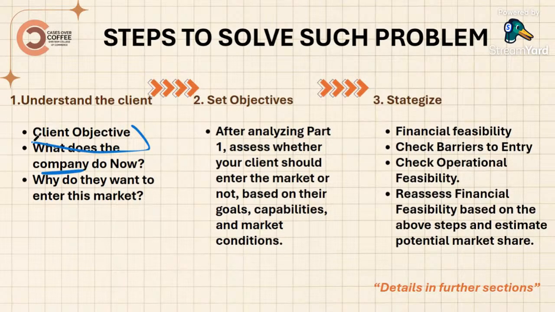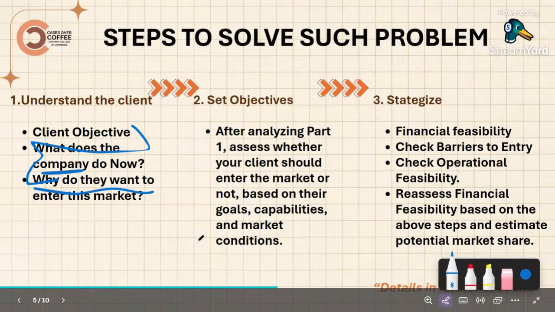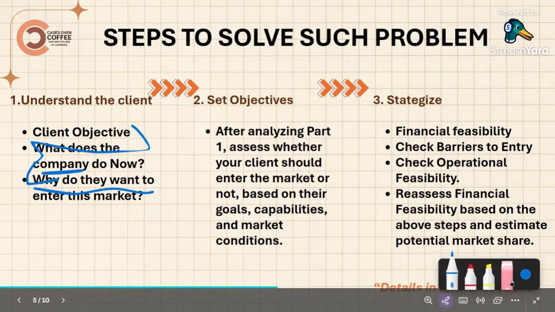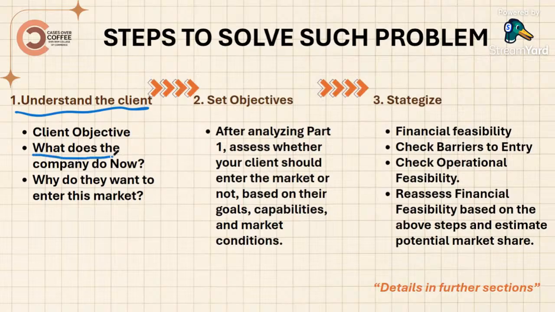What would be the objective of the company? That is something to take into consideration, and why do they want to enter into this market right now? For example, we can think of the Tesla example. Tesla wants to enter into the Indian market due to the government EV incentives and the growing demand in the Indian market, due to which they thought, let's enter into this Indian market. So the very first thing that you need to do is to understand the client. Now, what does the company do right now?